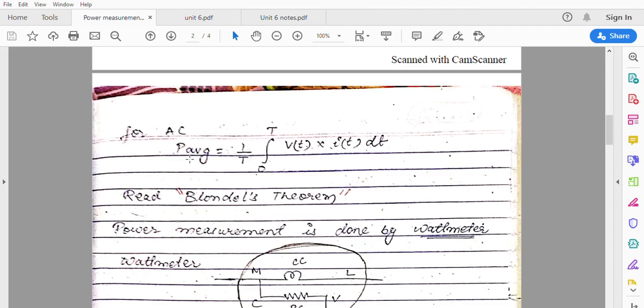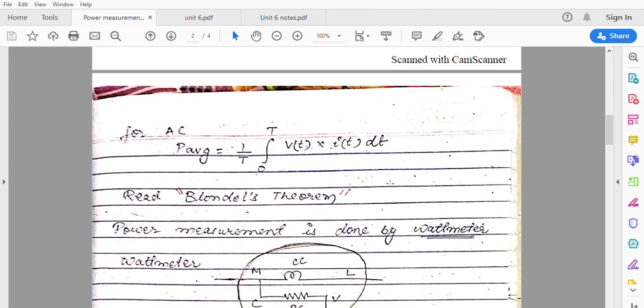So again, if we need to find the average power, then what are we doing? 1 upon time period, where time period is the total length of the x-axis, and we are integrating the area up till that. So 0 to time period, voltage into current, V of t into I of t dt. So this will give us the average power in AC.